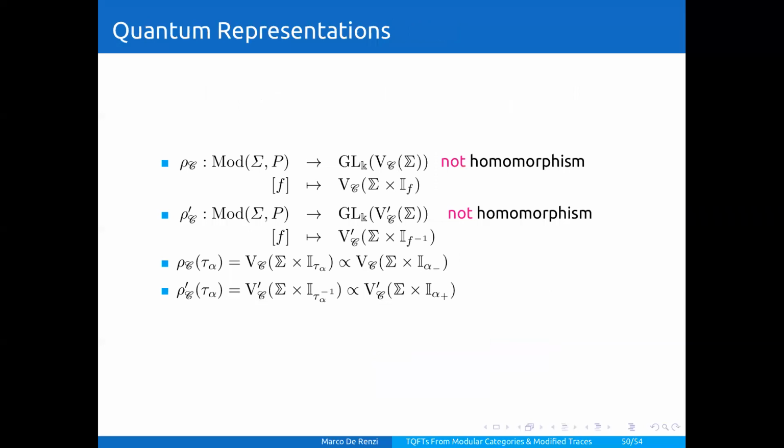And now we define a function from the mapping class group to the general linear group of the state space of sigma. This function maps the isotopy class of a diffeomorphism to the image under the TQFT of the mapping cylinder for F. We have another map that uses the contravariant functor, and to balance the contravariance of this functor, we map F to the mapping cylinder of F inverse. And an important remark here is that these maps are not homomorphisms.